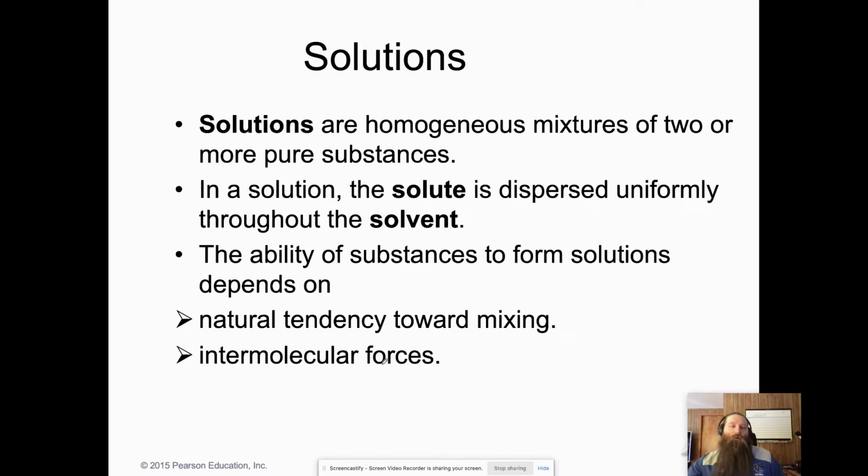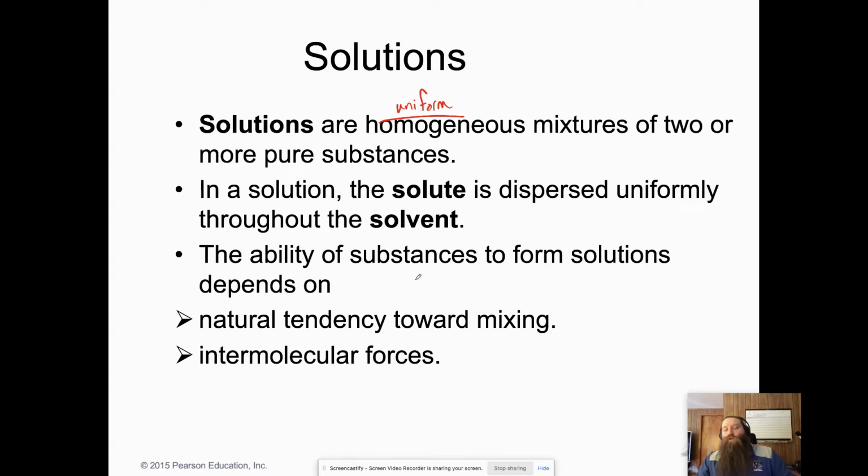We'll say familiar, okay? So what is a solution? A solution is a homogeneous mixture of two or more pure substances. And we can think of this as uniform, all right? In the solution, the solute, like it says right there, is dispersed uniformly throughout the solvent.